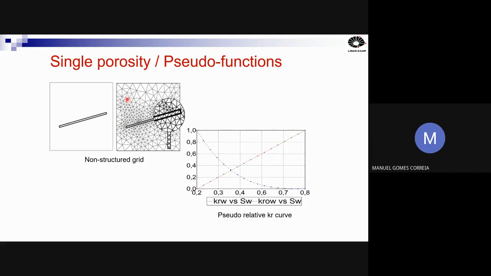So these non-structured grids are very, very different from what we work with, okay? You can see that we have here hexagonal blocks, and here we have a fracture that is represented inside these hexagonal blocks, okay? It's very different from the structured grids that we use. Here we have a kind of example of pseudo-relative permeability curve.